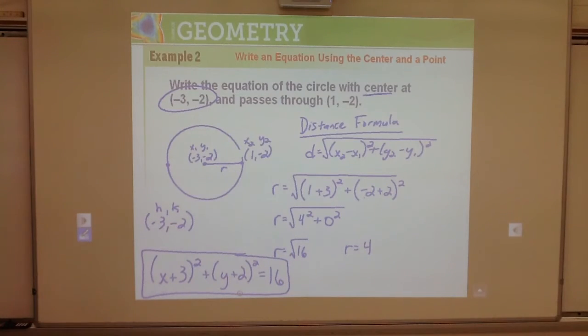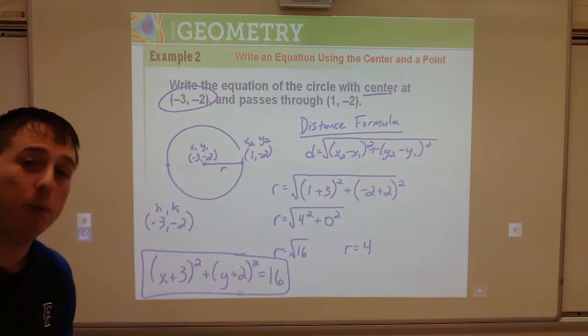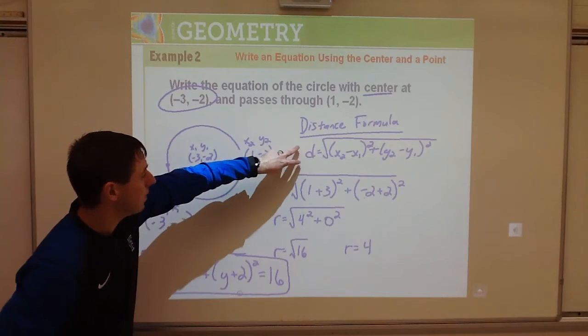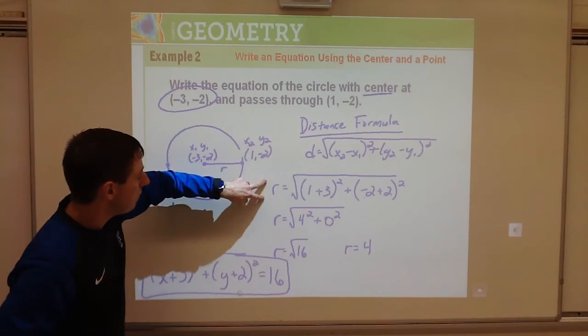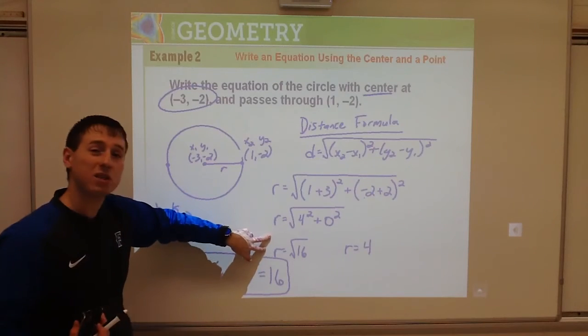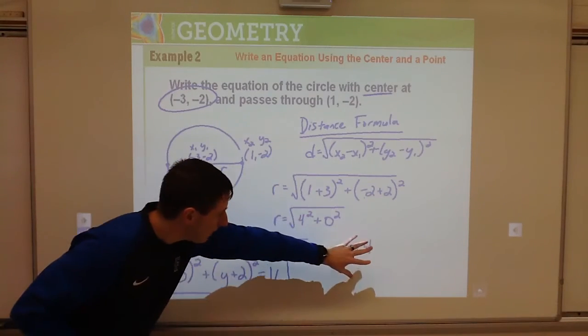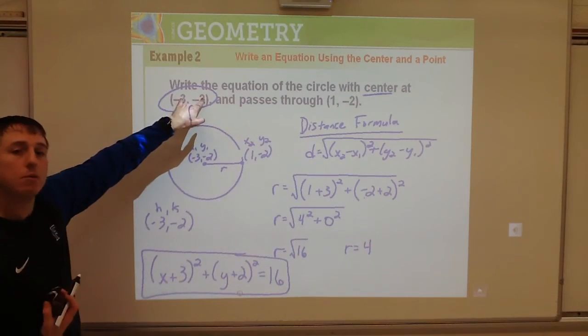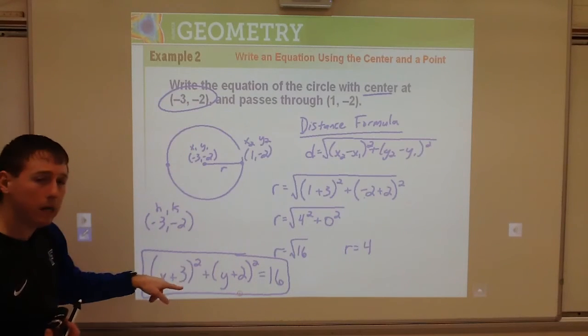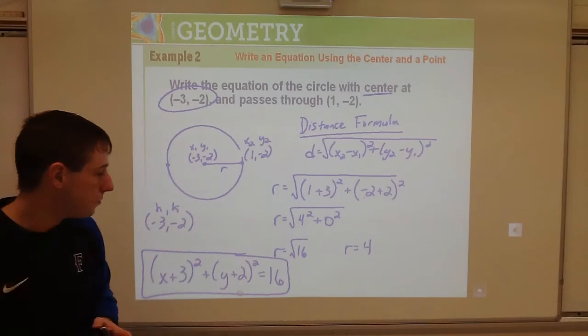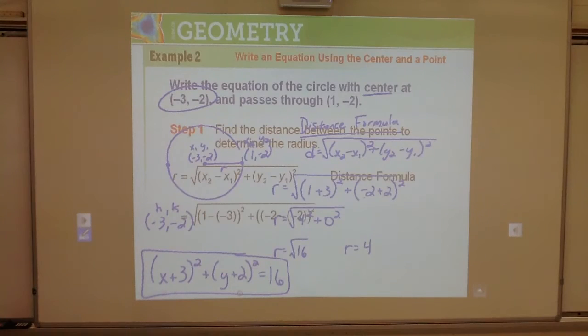So there we go. Those take a little bit of work. You've got to refresh your memory on the distance formula. But if you can do the distance formula, that's the only hard step about this question. Get that radius, and then make sure you use the right numbers in your h and your k spots, and you should be good to go. Okay, but here's all the work that I just did.